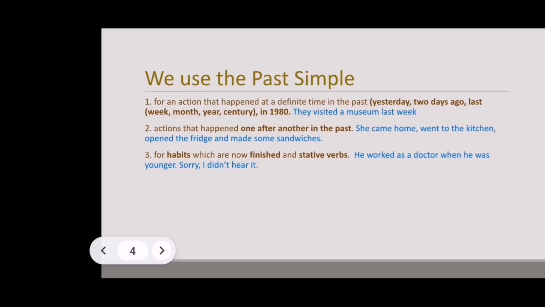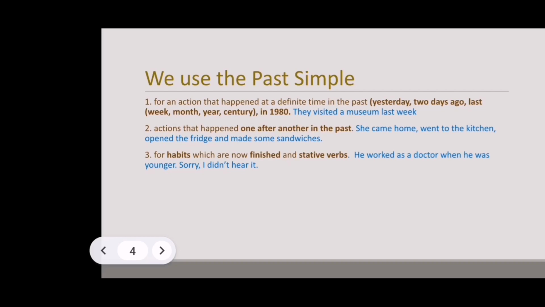Well, so when do we use the past simple? We use the past simple with the markers, we call them the markers, with the words like yesterday, 2 days ago, last week, last month, last year, last century. In any year, for example, in 1980. They visited a museum last week. Visited. It's a regular verb with ed.